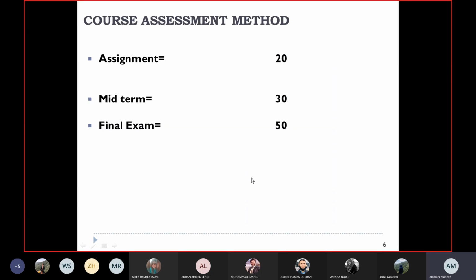This is the tentative distribution of marks: 20% for assignment, 30% for midterm, and 50% for final exam. So this 20% can include some quizzes also, maybe of 5 to 10% weightage, and then the other 10% would be allocated for the assignment.